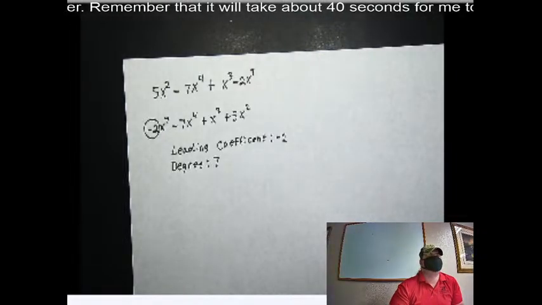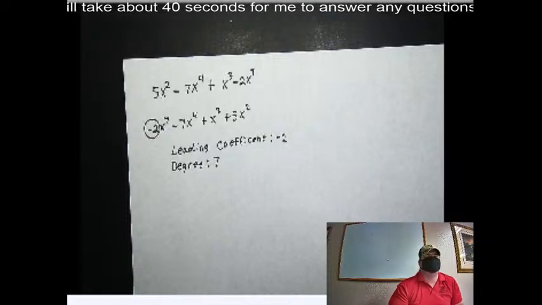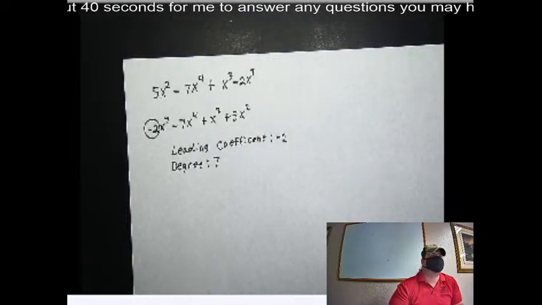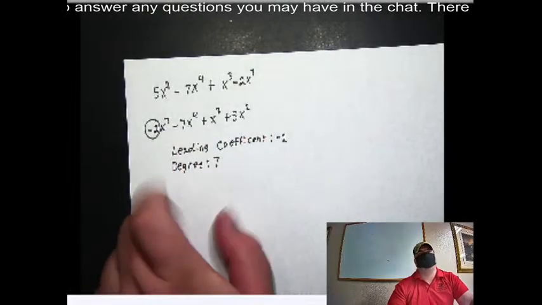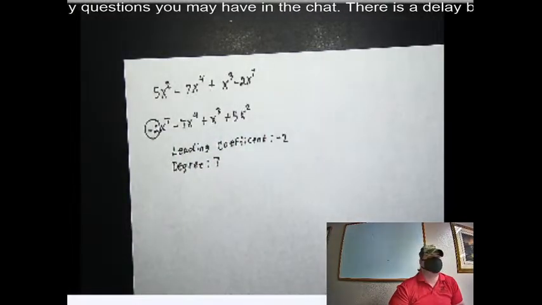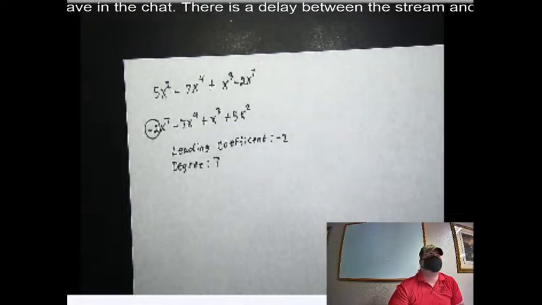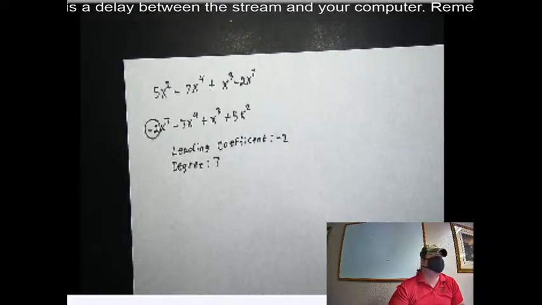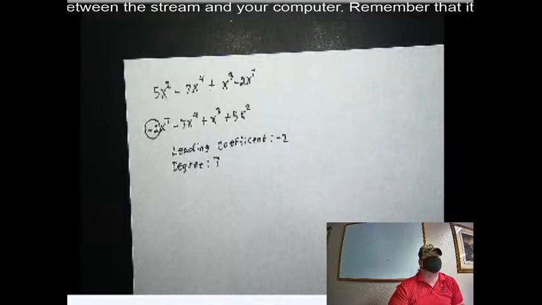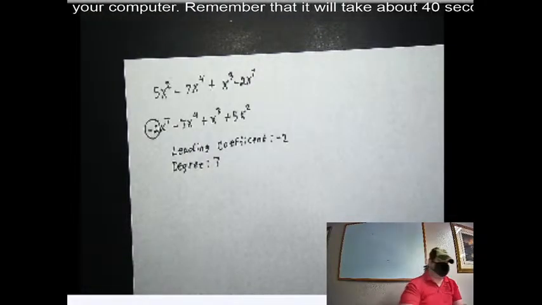Why am I stressing these so much? It's because leading coefficients and degrees can really help us break these things down. This is a very complex polynomial. It's got a lot of stuff going on in it. Now, if I could break this apart somehow and make it simpler, it'd make it a lot easier to do some more math with it. I'll give you an example.